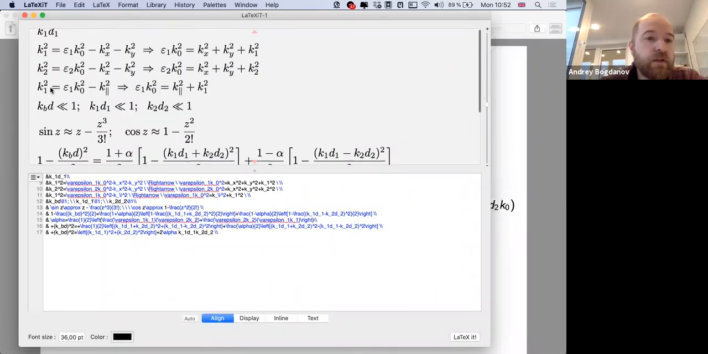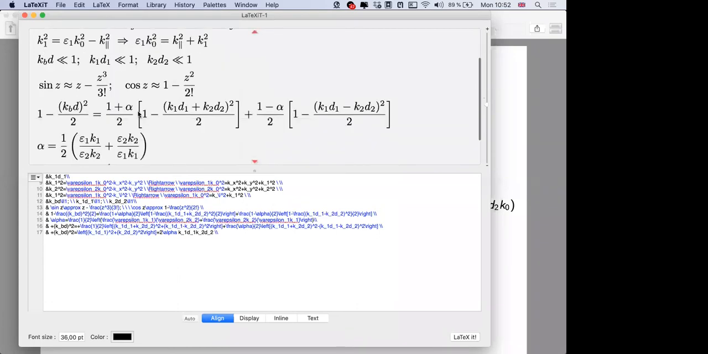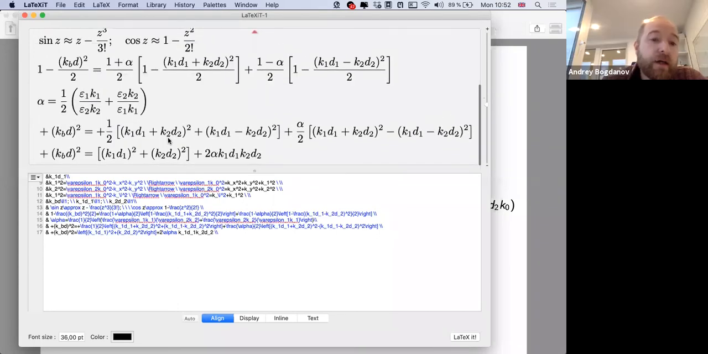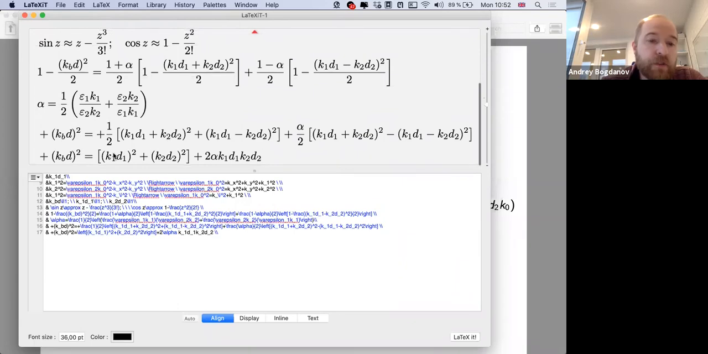You see that k1 is epsilon1 k naught square minus k parallel. Parallel means parallel to the layers. Okay? Yes. Okay. So, and I need to substitute this. What is k1, d1, and so on and so forth. Let me do this.